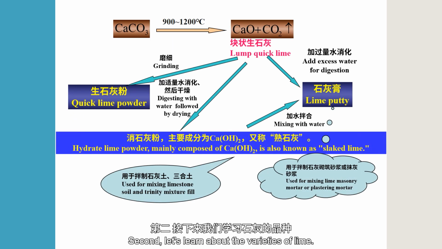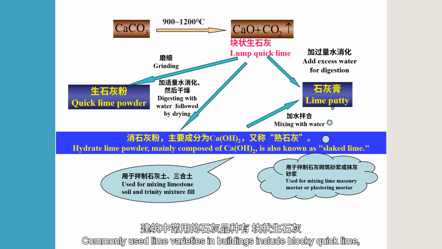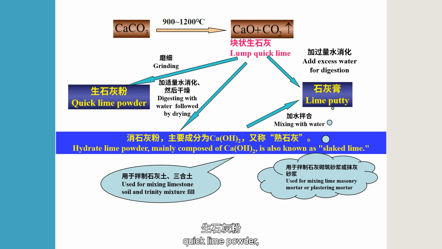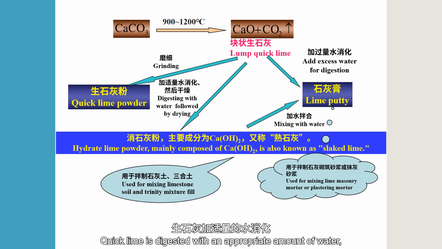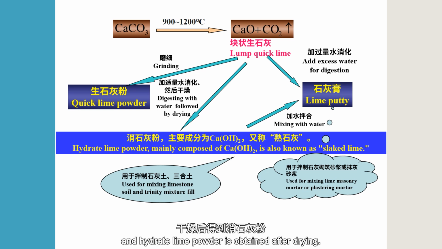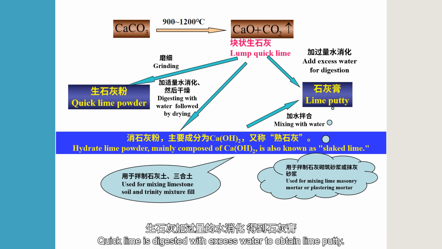Second, let's learn about the varieties of lime. Commonly used lime varieties in buildings include blocky quicklime powder, hydrate lime powder, and lime putty. Blocky quicklime is ground into quicklime powders. Quicklime is digested with an appropriate amount of water, and hydrate lime powder is obtained after drying. The main component is Ca(OH)2, also known as slaked lime. Quicklime is digested with excess water to obtain lime putty.